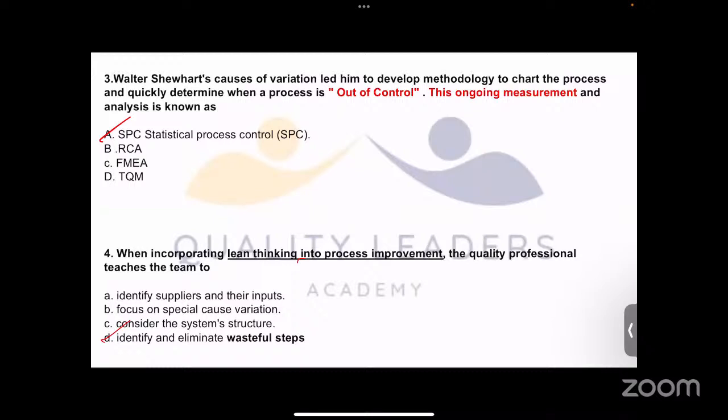Because in lean, what do we focus on? What is the main concept in lean? It is to remove waste. So we focus on waste causes. Clear?